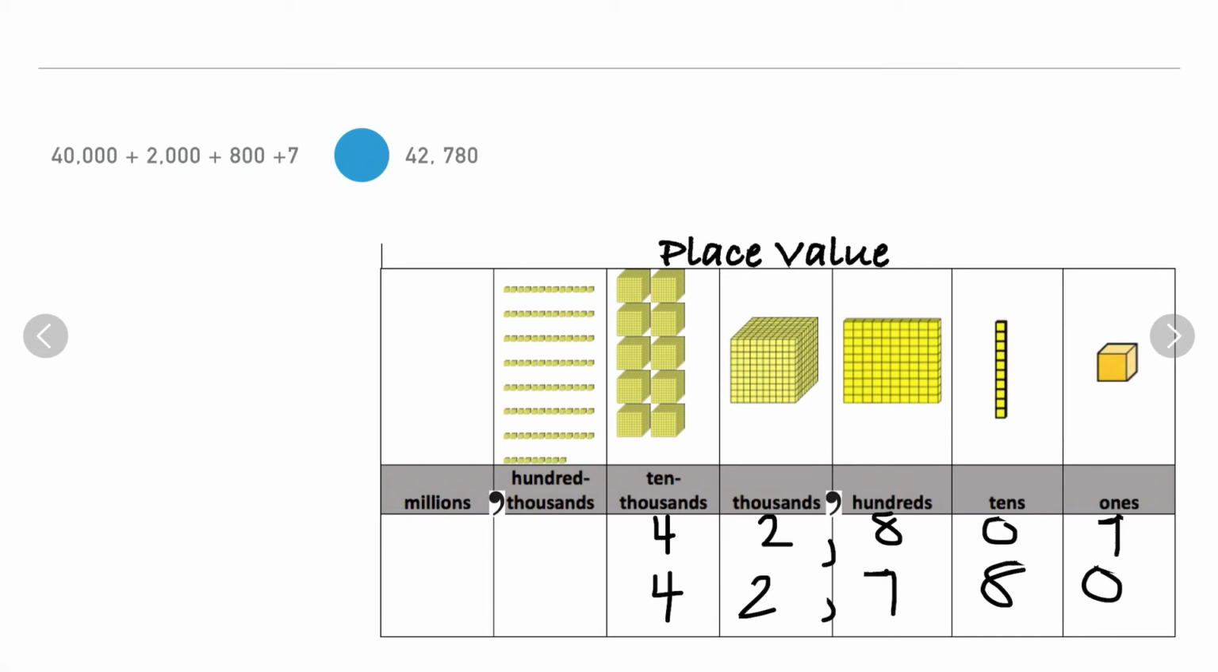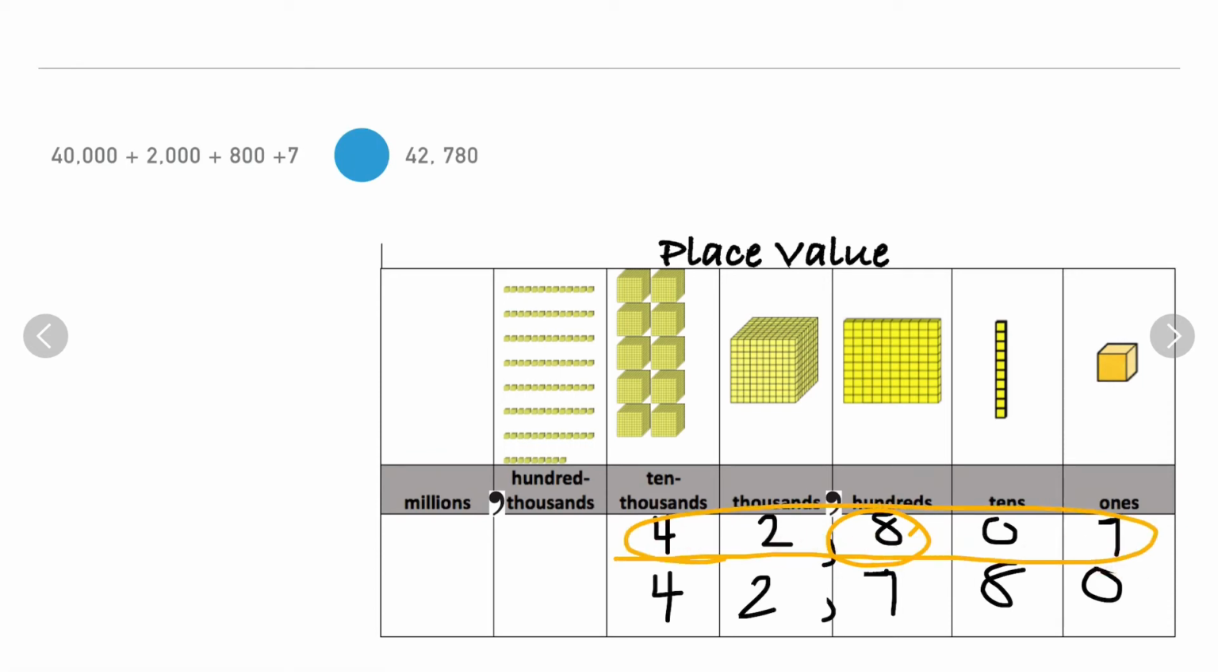And now it's time to compare. Can you guys remind me one more time, what place value am I going to start comparing? That's right, the 10,000s. So let's go ahead and compare these two numbers, 4 and 4. That's right, they're the same. Let's move on to thousands, 2 and 2. They're the same. Let's move on to hundreds, 8 and 7. Awesome thinking. Yes, 8 is greater than 7.